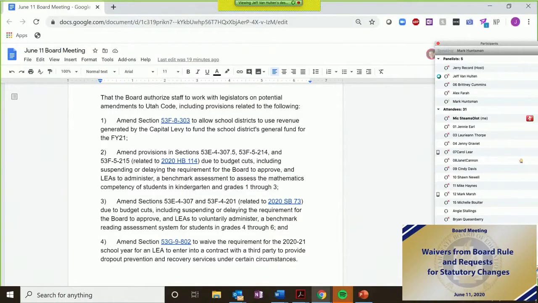Okay, Board Member Janet Cannon. Yes, Angie, as I understand it, the revenue generated by the capital levy is what school districts use to build buildings and all of those kinds of things. Can you tell me what type of things they might transfer the use of that funding to that would come under the school district's general fund?